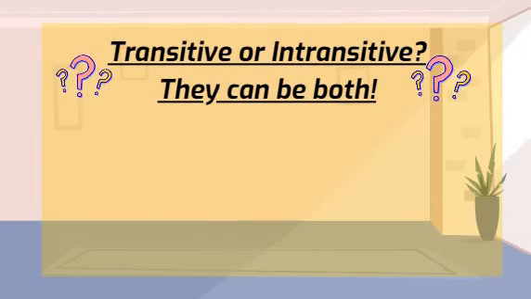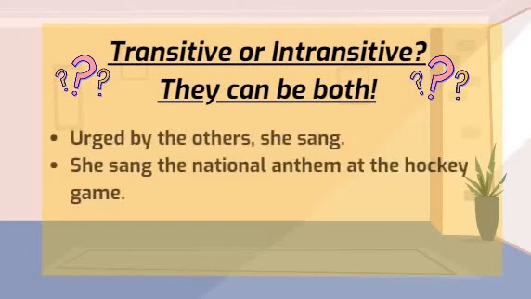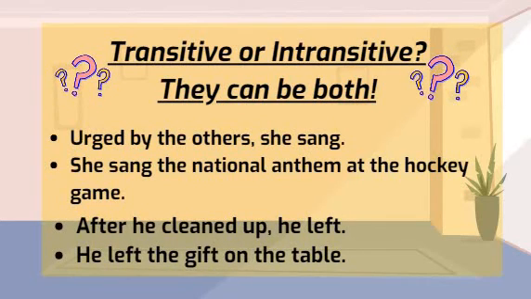So did you know that many verbs can be classified as both transitive and intransitive depending on how they are used in a sentence? For example, urged by the others, she sang. She sang the national anthem at the hockey game. After he cleaned up, he left. He left the gift on the table. So there are actually two pairs of sentences. In the first pair, both of the verbs are sang, and in the second pair, the verbs are left.